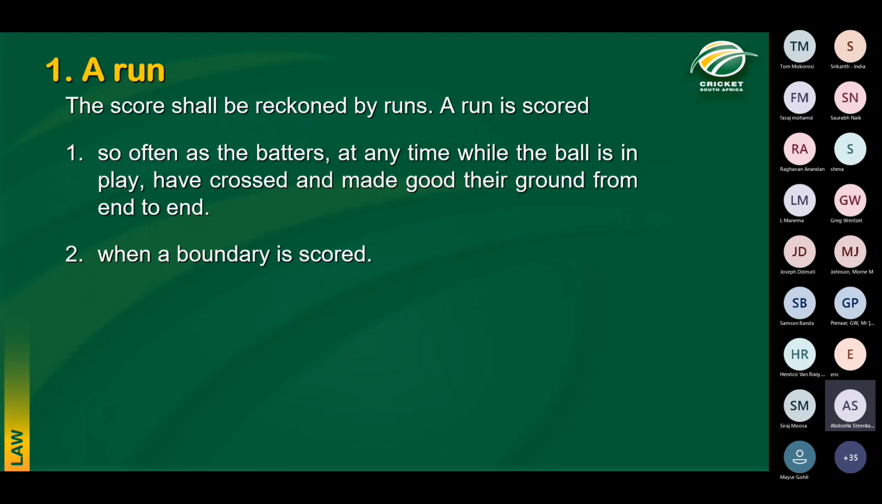When a boundary is scored, whether it's a boundary 6 or boundary 4, that's how you score runs. And lastly, you score runs when penalty runs are awarded. So these are the 3 ways how runs get scored in a cricket game.